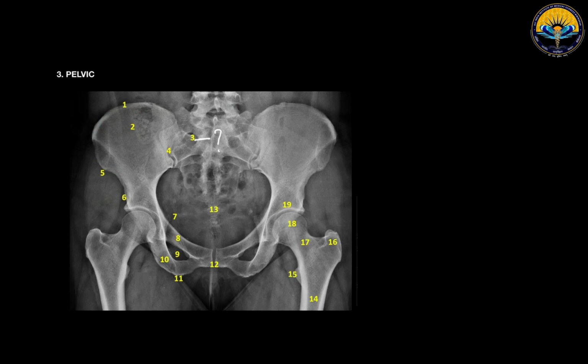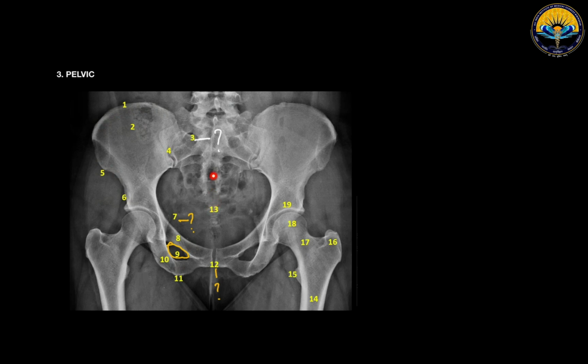Okay, now this is the seventh number, and try to find out what it is. Now look over here, this is the eighth number, and this is the superior ramus of the pubis, while the ninth number is the obturator foramen. Just below it is the ischial tuberosity, that is the 11th number. The 12th number is very important, try to find it out if you don't know. Then the 13th number is the sacrum, right?